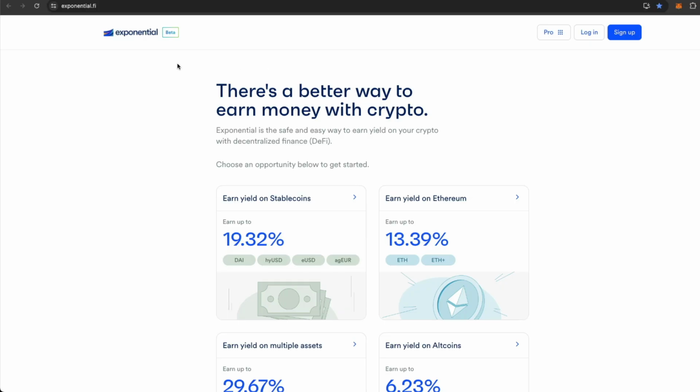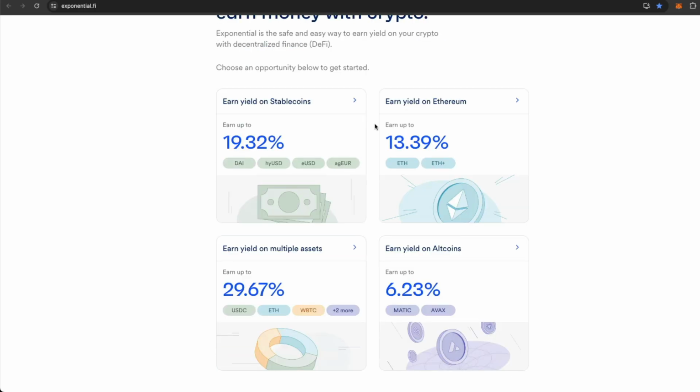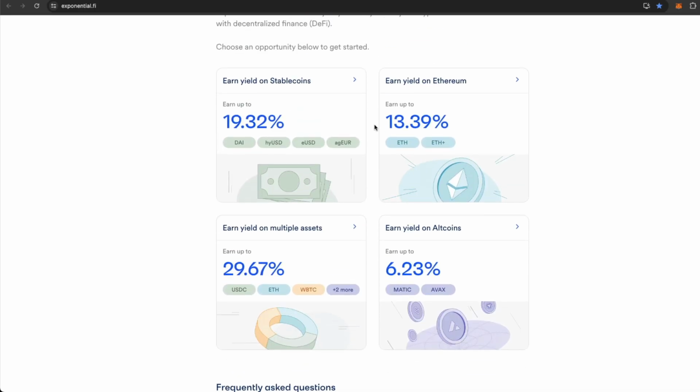Similar to beefy.finance is exponential.fi. Exponential.fi makes it easier to locate high yield opportunities on particular blockchains and altcoins. And basically you can deposit your funds and just let them do their job. So if we deposit this pool of assets that is here, then exponential.fi will take care of aggregating all of our investments to earn us a 29.67% return on our investment.